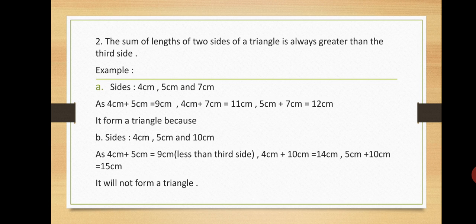And if we take another example, with sides 4 centimeter, 5 centimeter and 10 centimeter. Add 4 plus 5, 9, which is less than the third side. 4 plus 10, 14, it is greater than the third side. Which side is left? 5 centimeter. 5 centimeter and 10 centimeter, that is 15, which is again greater than 10 centimeter. But in the first case, 4 plus 5 equals 9 centimeter, which is less than the third side. This means these three sides will not form a triangle. I hope you understand all the concepts.